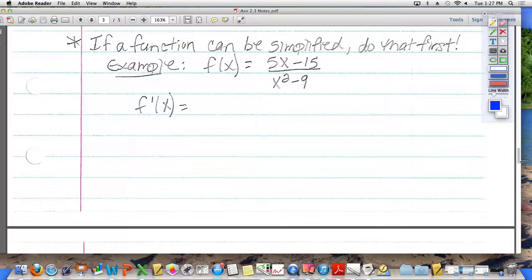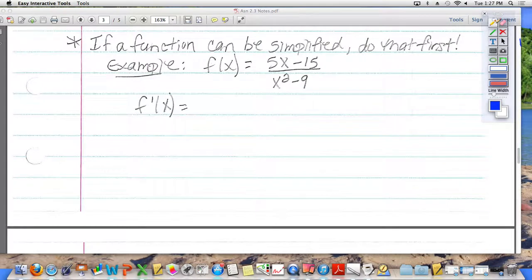Then find the derivative. All right, so f of x is equal to 5x minus 15 divided by x squared minus 9. So like I said, if you can simplify it, and then go from there. So this one obviously is going to simplify, which is why we're talking about this. So what can I do to the top? What does a 5x and a minus 15 have in common? 5. They have a 5. So I take a 5 out, and it leaves you with x minus 3.